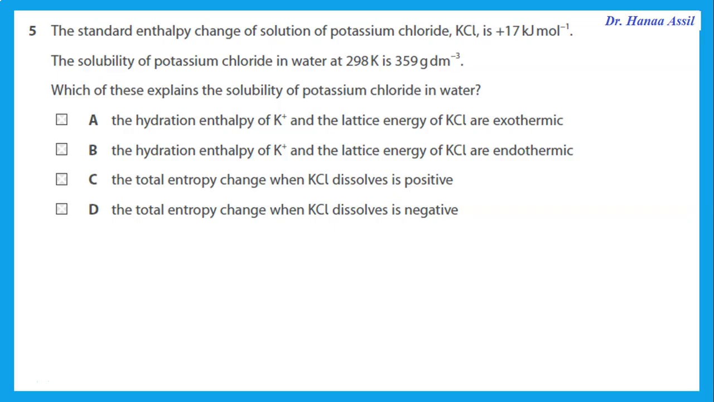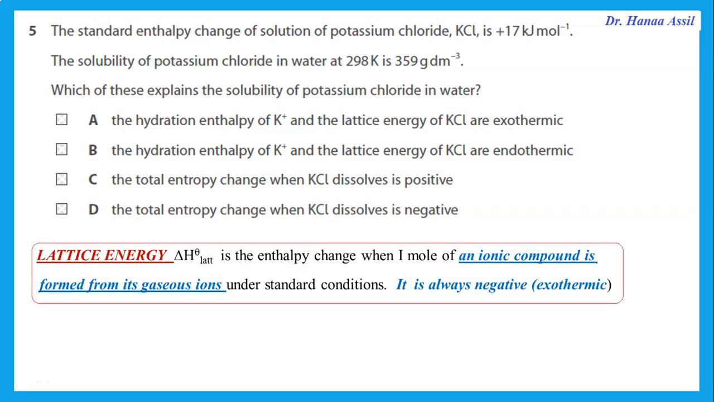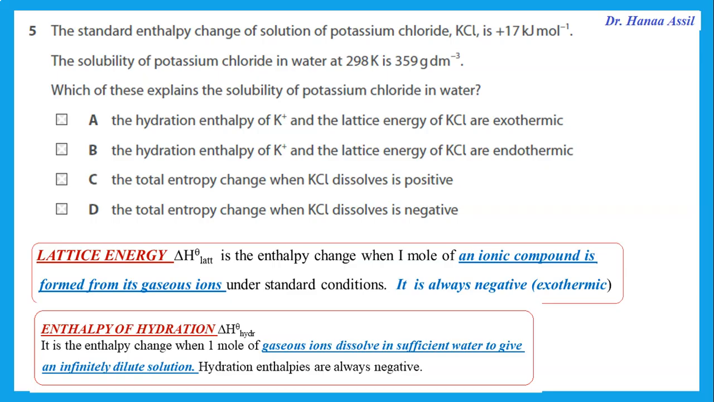The first one says hydration enthalpy of potassium ions and lattice energy are both exothermic. Well, we said the lattice energy is the enthalpy change when 1 mole of an ionic compound is formed from its gaseous ions under standard conditions, and you should know that it is always exothermic. So the fact that he's saying this explains why it is soluble, no. All ionic compounds would have a negative lattice energy.